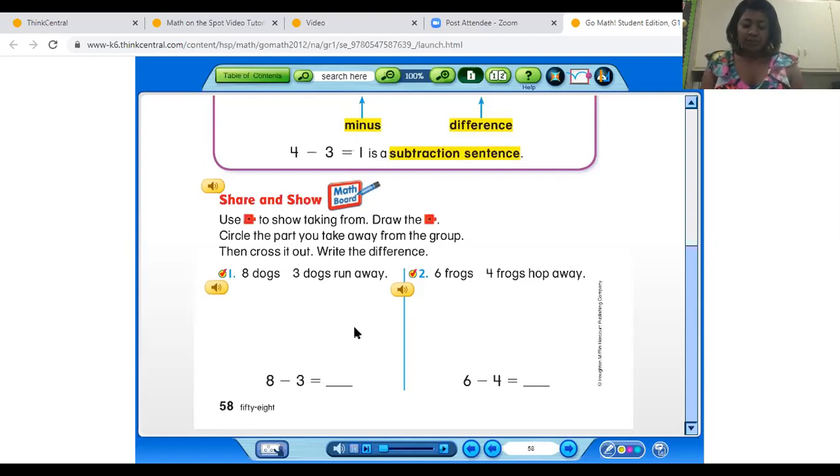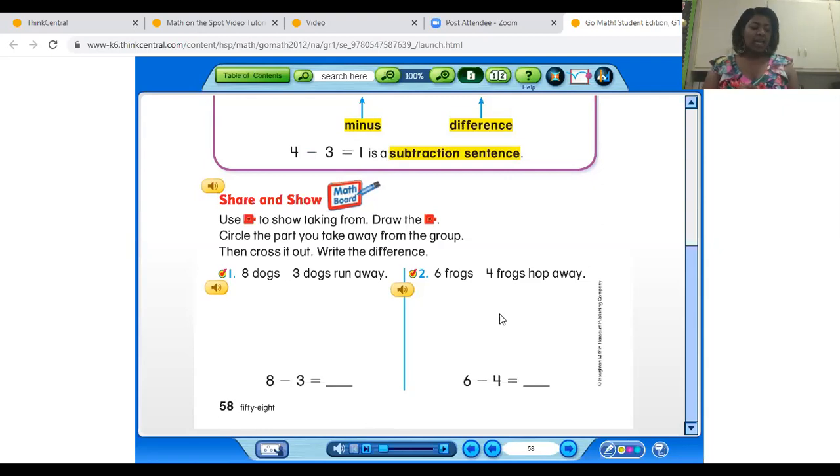Let's look at number 2. There are 6 frogs, and 4 of those frogs hop away. What is your difference? Well, I'm going to draw my model, my example right here. So I have 6 frogs. 1, 2, 3, 4, 5, 6. And how many of those frogs hop away? 4 of those frogs hop away. 1, 2, 3, 4. So what is my difference? That's right, my difference is 2.